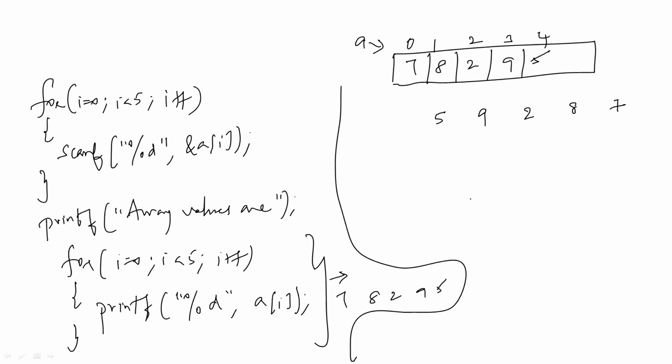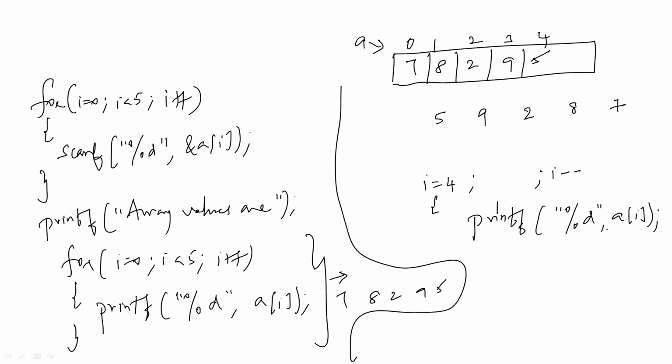Now, what is 5? It is A of 4. What is 9? It is A of 3. Means my I should start from 4, right? And printf percentile D A of I, right? When I is 4, A of 4 will be printed. After 4, I should become 3. Now that is very, very important. After 4, I should become 3.